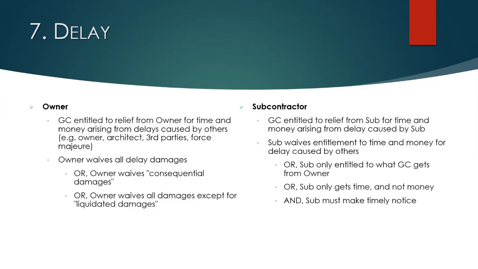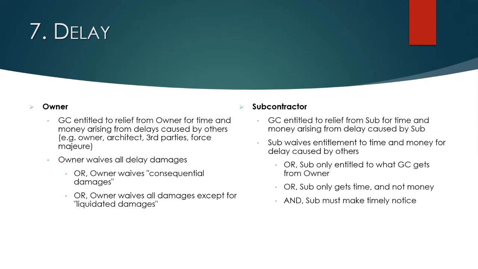So in your contract with the owner, and with both the owner and the sub, you need to think upstream claims and downstream claims. Your claims for delay to the owner, and the owner's claims for delay against you, and equally with the sub. So make sure you're thinking both upstream and downstream. In your prime contract, you should say that you're entitled to time and money for delays caused by others. You'd like to be kind of broad there. Don't get specific to limit the types of delays that are recoverable.